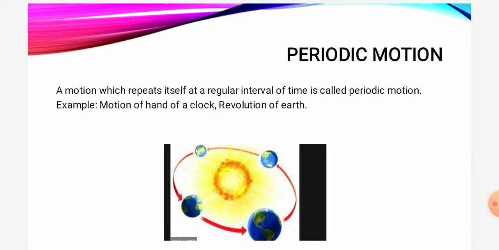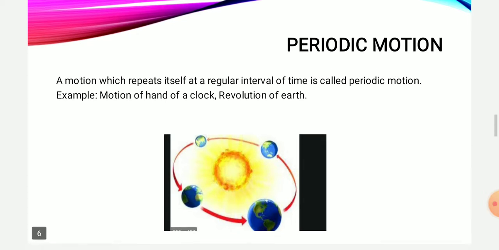Again we will take the same example, the revolution of earth. When the earth revolves around the sun in its orbit, every time the path is the same and the time taken is also the same, that is 365 days. Another example is the motion of the hands of a clock. If the minute hand of a clock starts its journey from number 12 and has to come back to number 12, it will take 60 minutes. That time interval and the journey on the path are always the same, so it is also a kind of periodic motion.